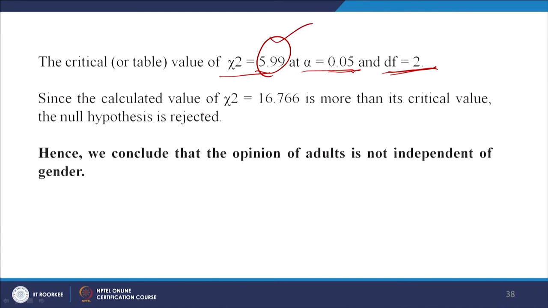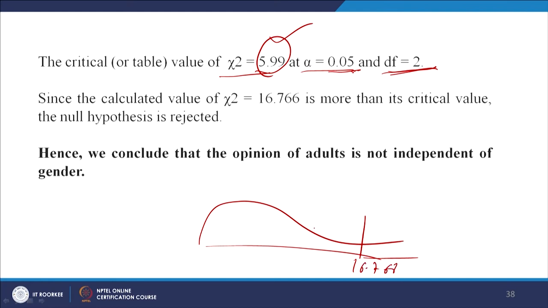So since the calculated value of chi square is here somewhere, let us say 16.766, and what is your chi square table value? Only 5.99. So it is more, it is going way beyond, right? So the test statistic is going beyond the acceptance region and it is into the rejection zone. So this is the rejection zone from this side. So the null hypothesis is rejected. So what does it mean?